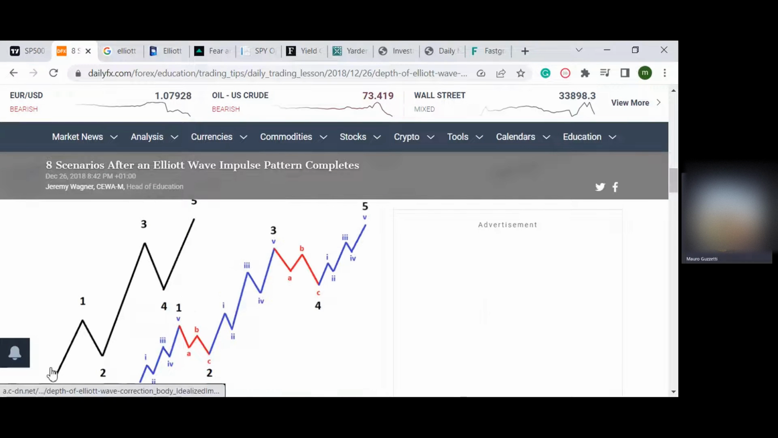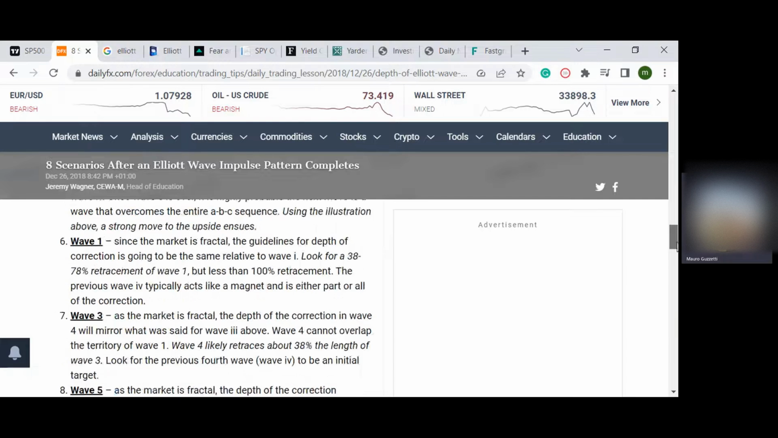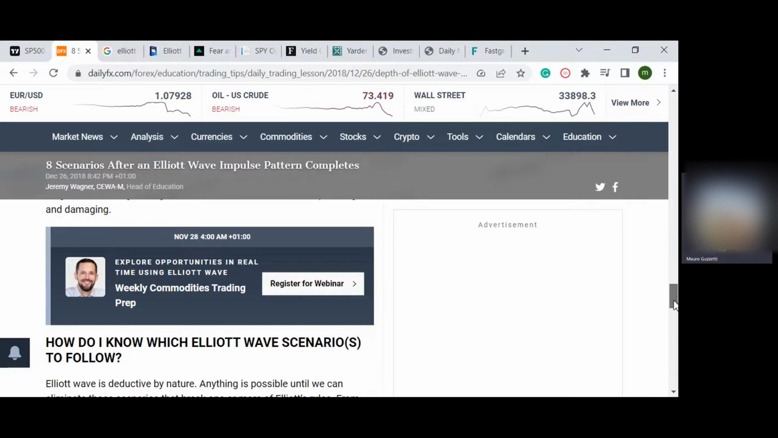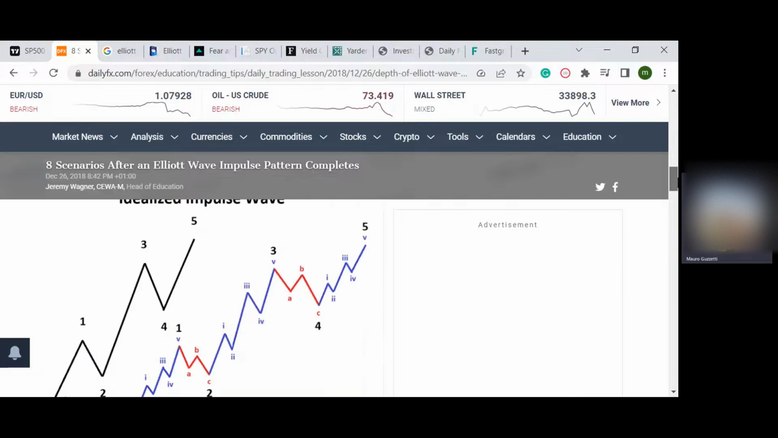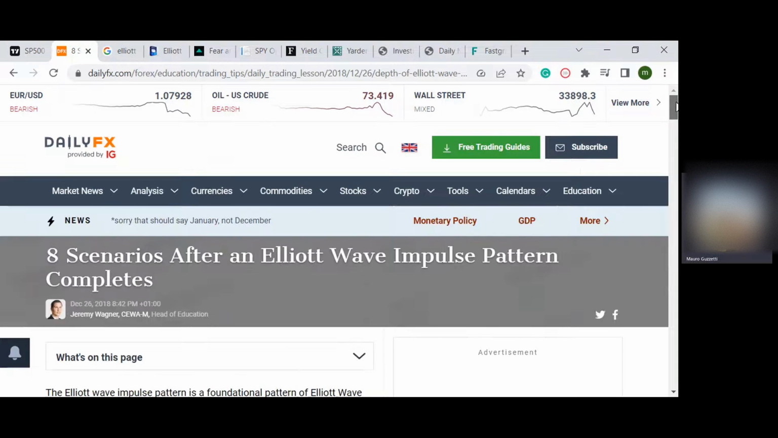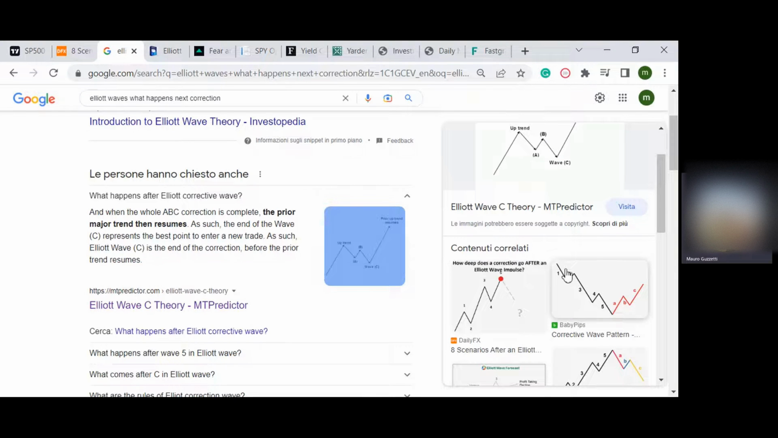So there is a first trend, there is a wave 1, wave 2, wave 3, wave 4, wave 5. They are divided in subwaves, and once that terminates, there is a correction wave. Here there are the conditions, and then there are the correction waves. Let me show you. Wave 1, wave 2, wave 3 is the longest, wave 4, wave 5. ABC are the correction waves.